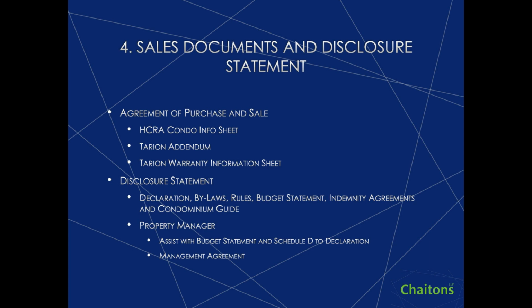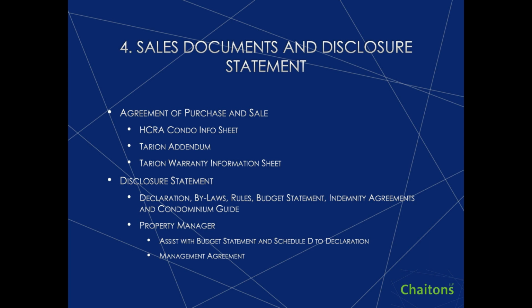And then there's the Tarion addendum itself. There are different versions depending on the type of project and the type of condo. And lastly, there's a Tarion warranty information sheet, which just gives a breakdown to the purchaser of the different warranty coverage. And then the disclosure statement is unique to condominiums. This includes the proposed documents that are going to be registered or passed at the time the condo is created, so purchasers know what they're getting into when they're buying a condo unit.